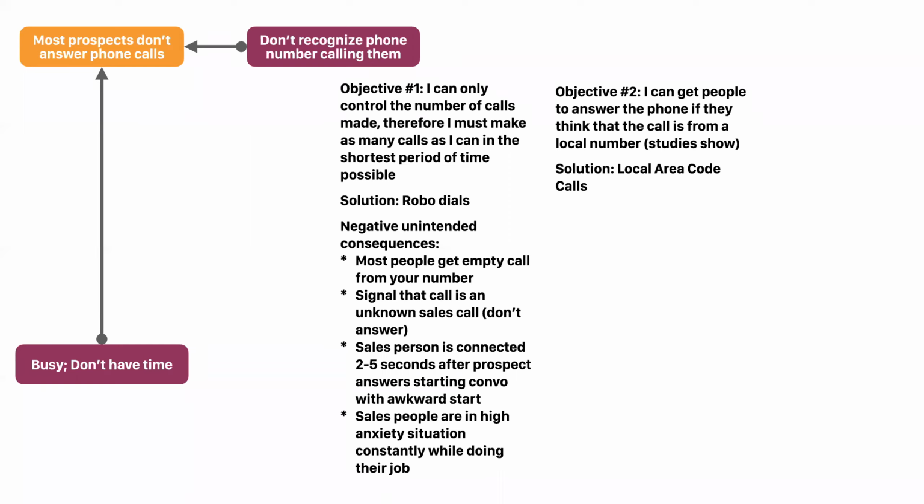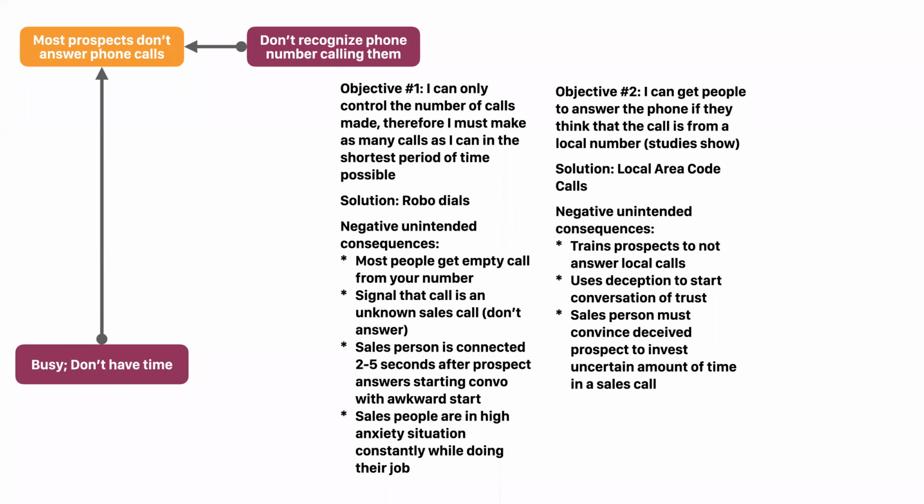Both of these have pluses and minuses, but overall, I consider them to be bigger minuses because the study actually was done at one point in time and was accurate. But the more that people do this process of calling from local area codes, the more it trains prospects not to answer calls from local area codes, right? And then on top of that, it's using this little deception to start a conversation of trust. And the salesperson must convince the deceived prospect to invest an uncertain amount of time in a sales call. So all these things, just because of the basis of it, I think, end up being more negative than positive.